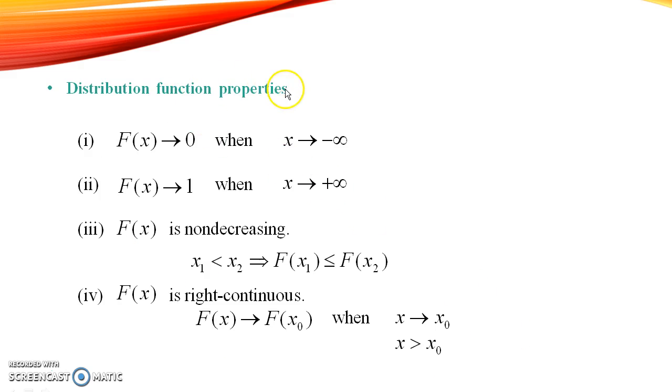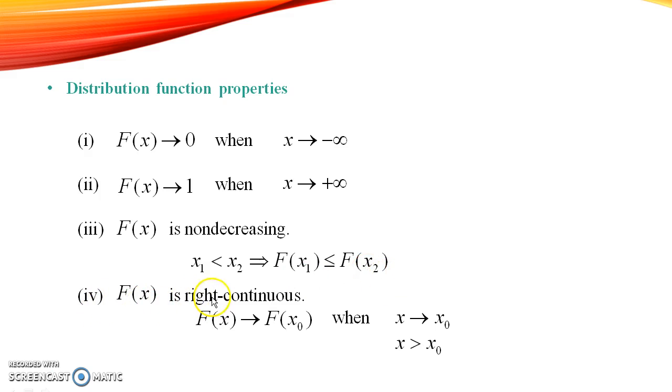Then the distribution function properties for a discrete random variable: F of x is 0 when x is minus infinity. When x is equal to plus infinity, F of x is equal to 1, that is, the cumulative distribution function is 1. This property is applicable in numericals. F of x is a non-decreasing function, meaning what? If x1 is less than x2, then F of x1, that is the distribution function of x1, is always less than or equal to the distribution function of x2.